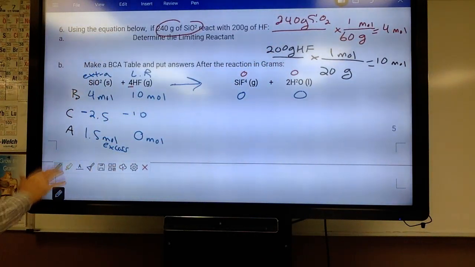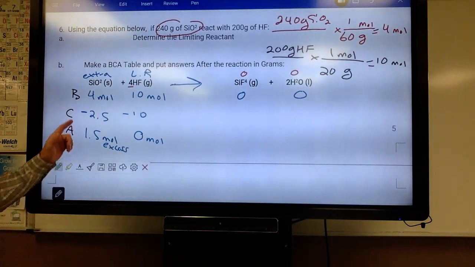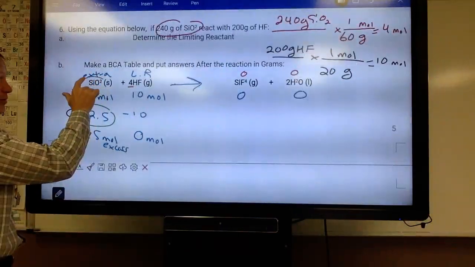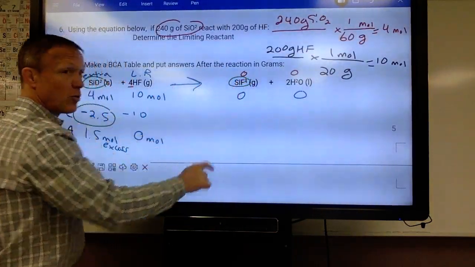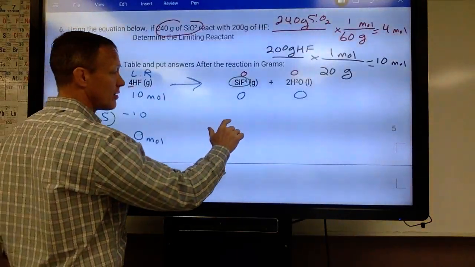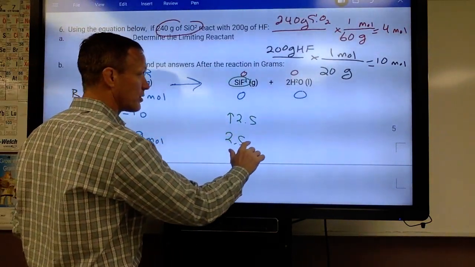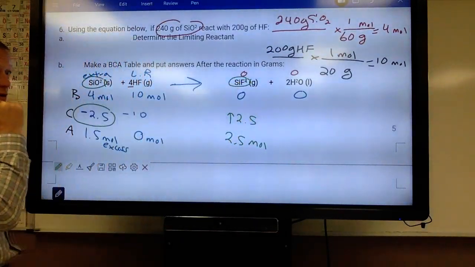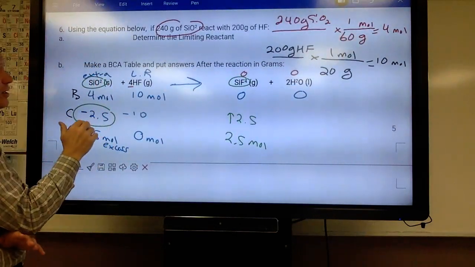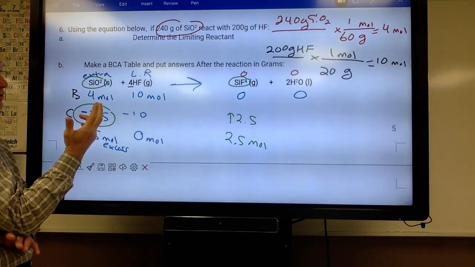Now find ratios that are easy, if you can. Try to find ratios that are pretty easy, and do this based on your change. So if this goes down by 2.5, I'm going to pick this one because it is a 1-to-1 ratio. I like 1-to-1s or 1-to-2s. If this goes down by 2.5, this one goes up by 2.5. So there's going to be 2.5 moles of the SiF4 at the end. So always base this on the change, not what's there before or after. Pick a ratio, it's easier. Actually, any of these ratios are fine.